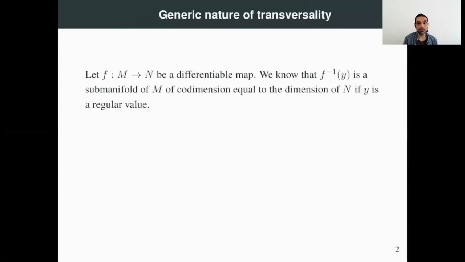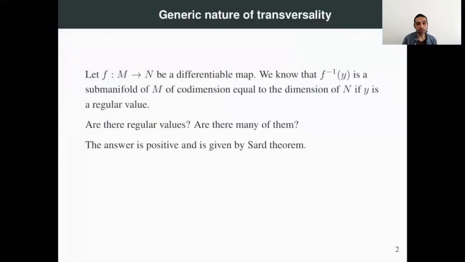Let F be a differentiable map. We already know that the preimage of a point in the manifold N is a submanifold of codimension equal to the dimension of N if this point is a regular value. But there are a couple of questions that are interesting in this context. First question: are there regular values? Because if there are no regular values, then we cannot apply this result to any y. And if there are regular values, are there many of them? That's also an interesting question, and it's going to have an impact in approximation results.